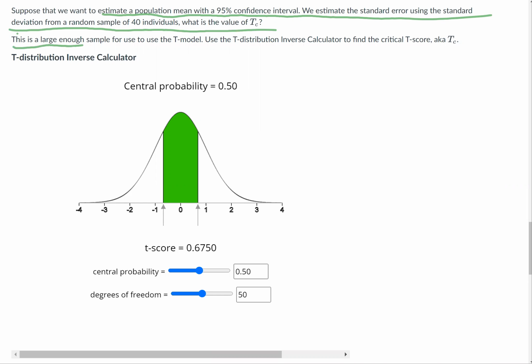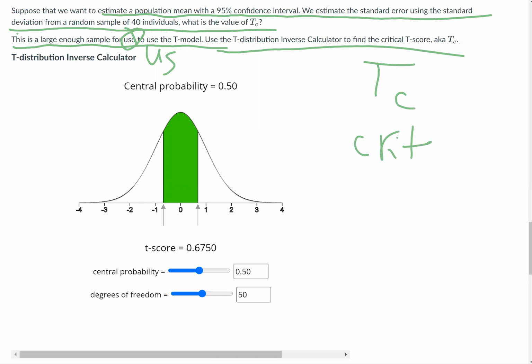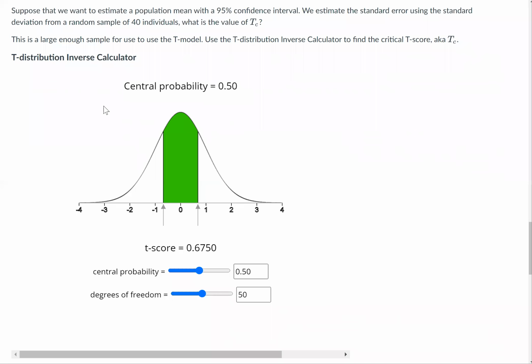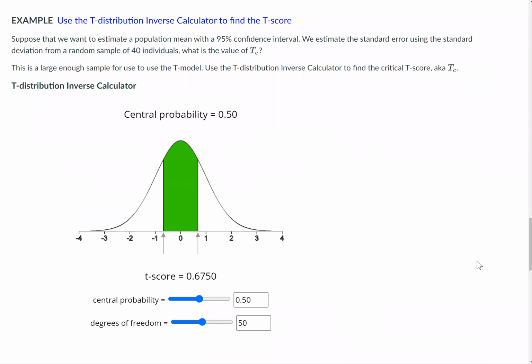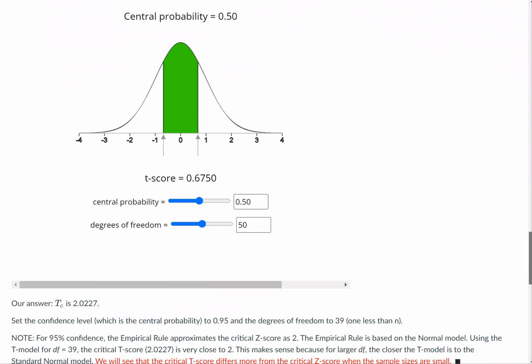This is a large enough sample for us to use the t-model, using the t-distribution inverse calculator to find the critical t-score, aka t sub c. That's the critical, the little c means critical t-score. Okay, so let's see what we have here. If we do that, we get these values here.